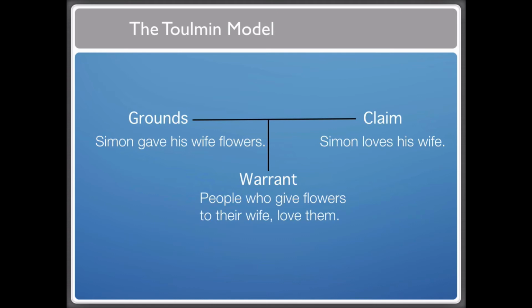Simon gave his wife flowers, and we know that people who give flowers to their wife love them. Therefore, we can conclude that Simon loves his wife. And notice that that warrant could apply to many situations. If Fred gave flowers to his wife, using this warrant, we could conclude that Fred loves his wife. This looks great, doesn't it? And in fact, the Greeks had a word for this type of argument. They called it a syllogism.